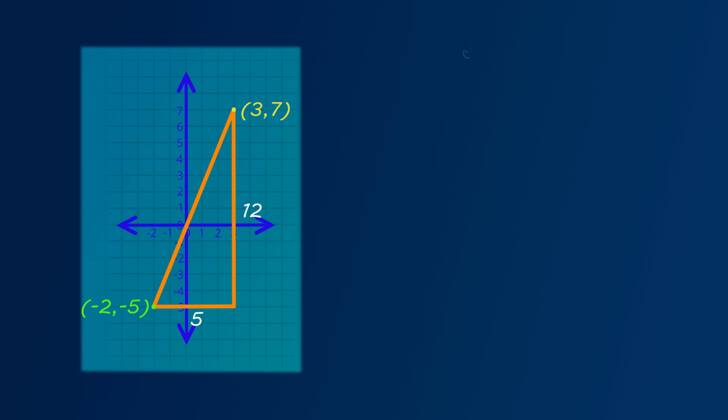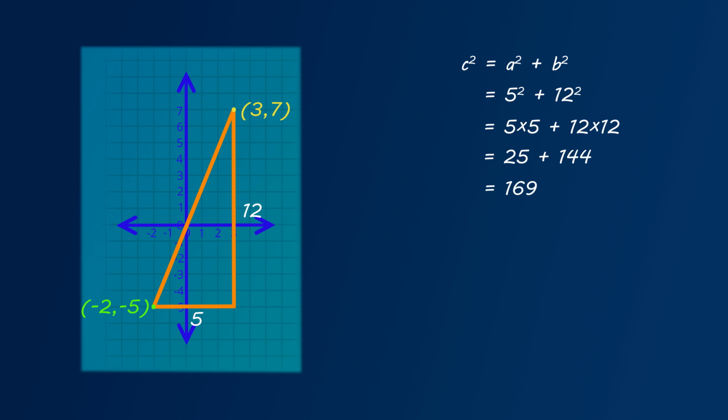Here's Pythagoras' rule. C squared equals A squared plus B squared. A equals 5 and B equals 12. So A squared equals 5 times 5. B squared equals 12 times 12. 5 times 5 is 25. 12 times 12 is 144. Let's add them. 25 plus 144 is 169. So C squared equals 169. But we want to find the length of C, not C squared, so there's one more step. We square root 169 to find C. C is 13. The hypotenuse is 13.